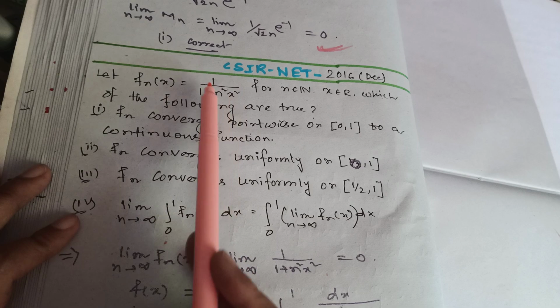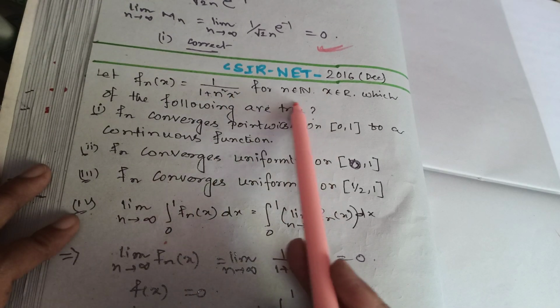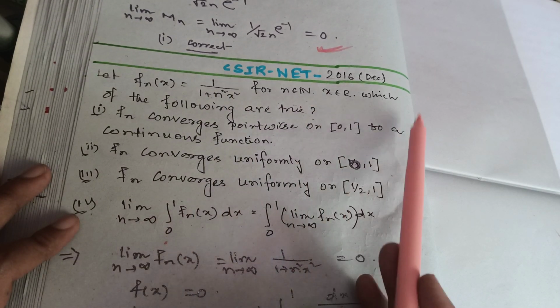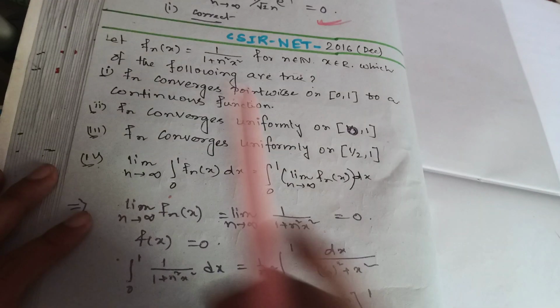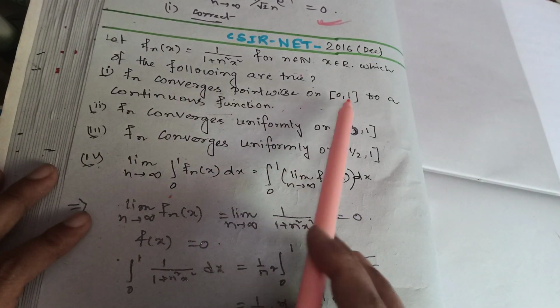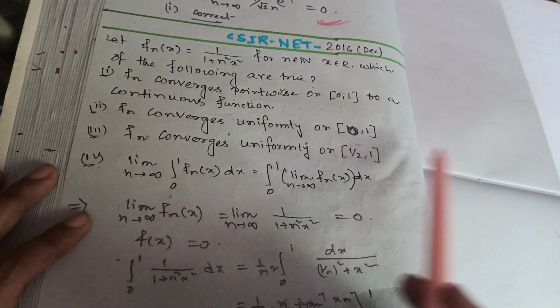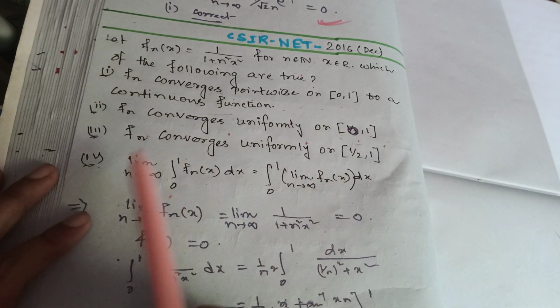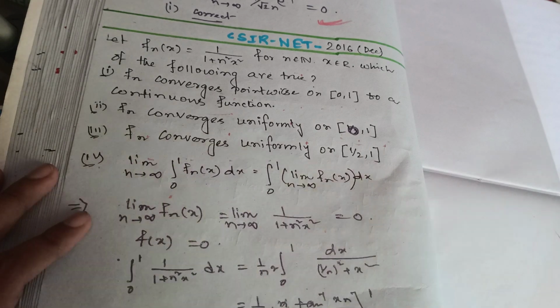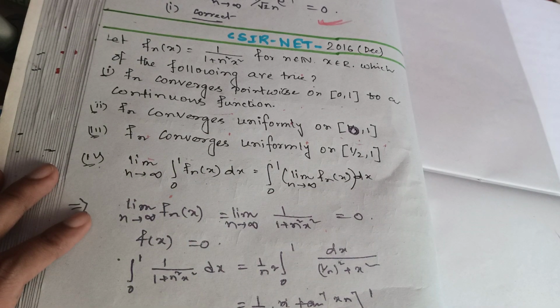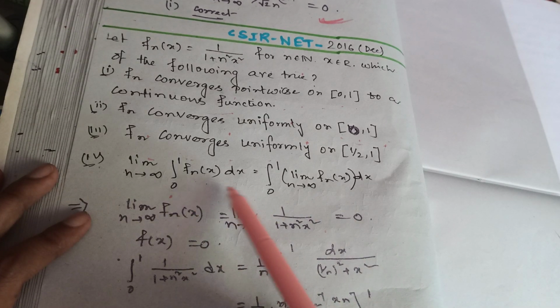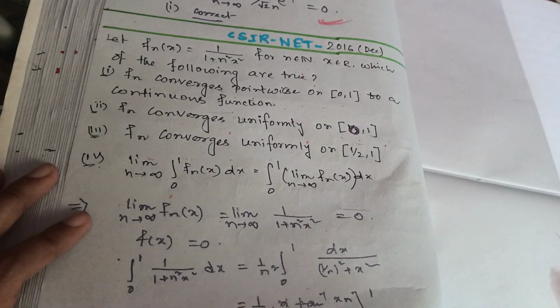Let fn x equals 1 by 1 plus n square x square for n belongs to natural numbers, x belongs to R. Which of the following are true? Fn converges pointwise on the closed interval 0, 1 to a continuous function. Fn converges uniformly on closed 0, 1. The third option says fn converges uniformly on closed half to 1. And the fourth option says limit n tends to infinity of the integral 0 to 1 of fn x dx equals 0.